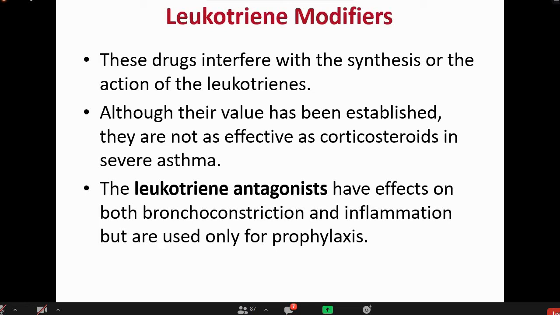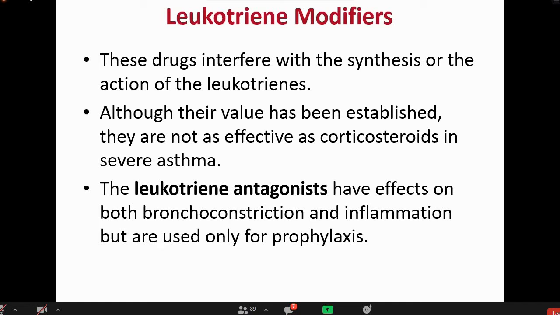One, as we have already discussed, is that the lipoxygenase enzyme, when it acts on arachidonic acid, converts it into leukotrienes. So one mechanism could be to stop the formation of leukotrienes by inhibiting the activity of lipoxygenase. If the lipoxygenase enzyme activity is inhibited, there will be no conversion of arachidonic acid into leukotrienes, right?